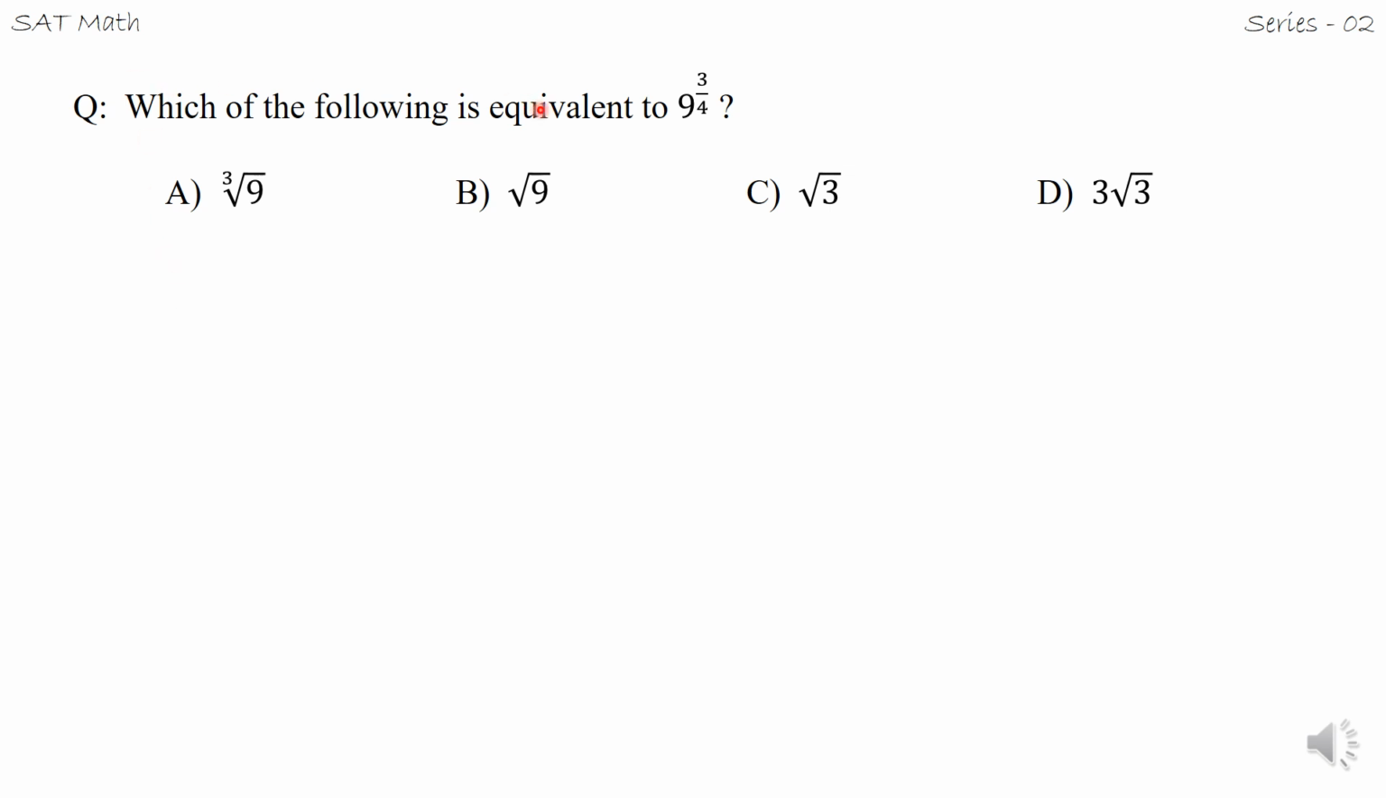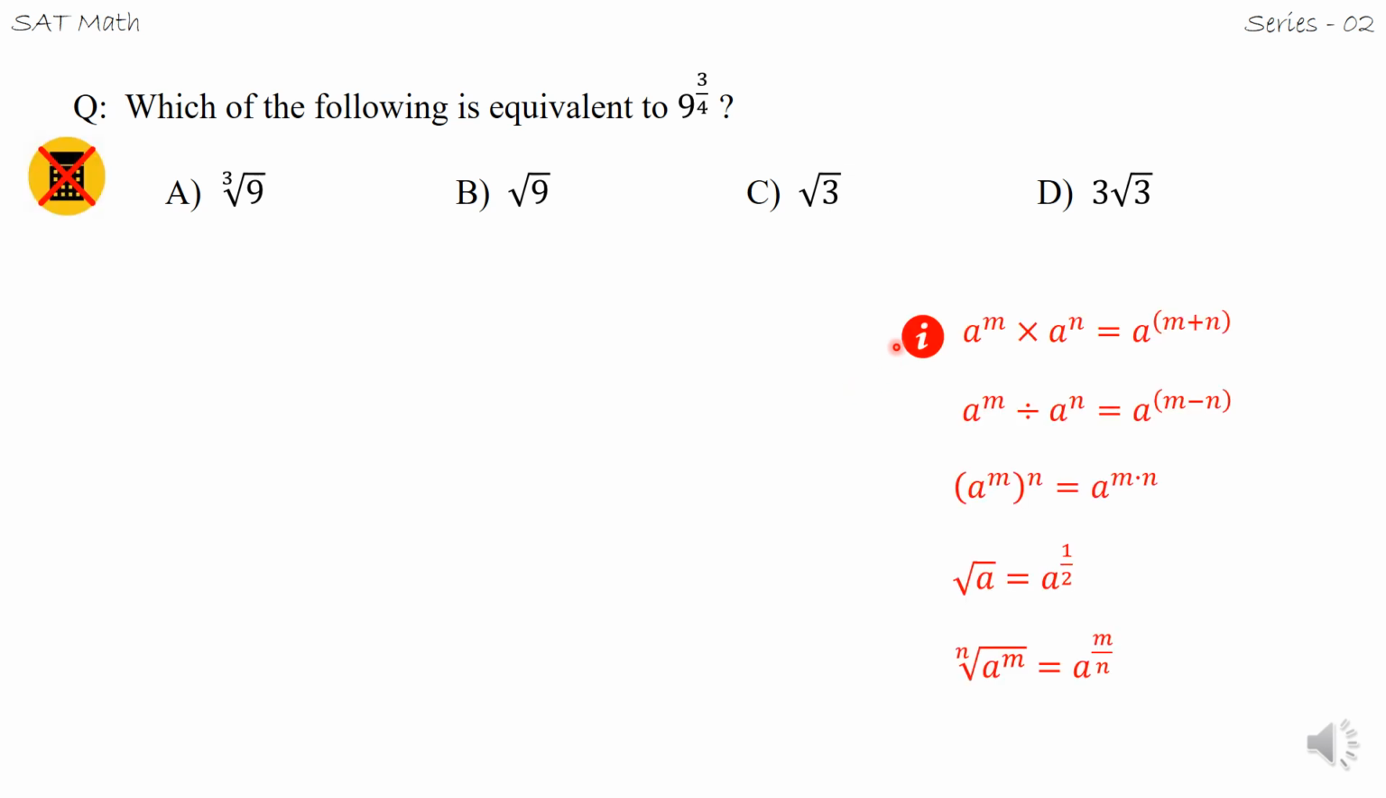Which of the following is equivalent to 9 to the power of 3 over 4? Four options are given. To answer this question, we should know the law of indices, or law of exponents. Let us take them one by one. The first one, cube root of 9, can be written as 9 to the power of 1 over 3. We know that it is not equal to 9 to the power of 3 over 4. So this is wrong. The second one, square root of 9, can be represented as 9 to the power of half, which is also not equal to 9 to the power of 3 over 4. So this is also not correct.